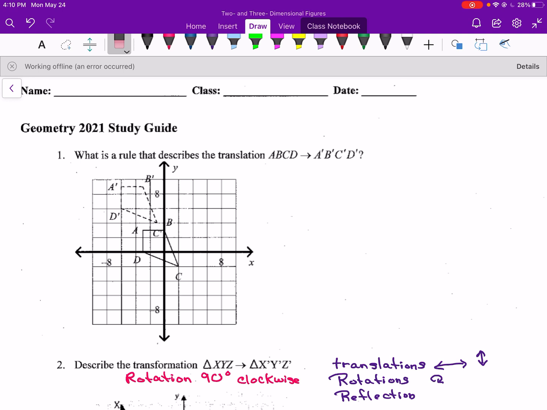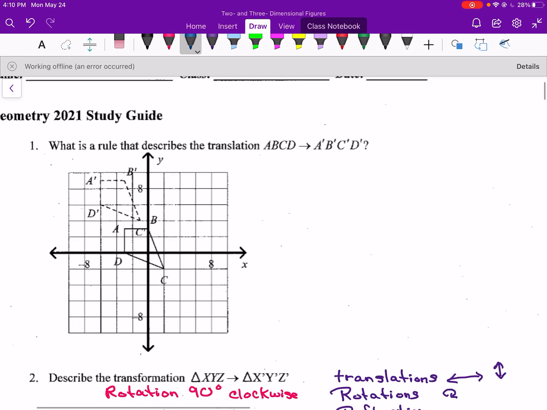Okay, so for number one, they're telling us that we have a translation. It's going from ABCD to A prime, B prime, C prime. The easiest way to see what happens, where the coordinates X, Y go to, is to count. Pick a point, for example, D. Notice that every line is counting by twos, and we're going to count up to D prime.